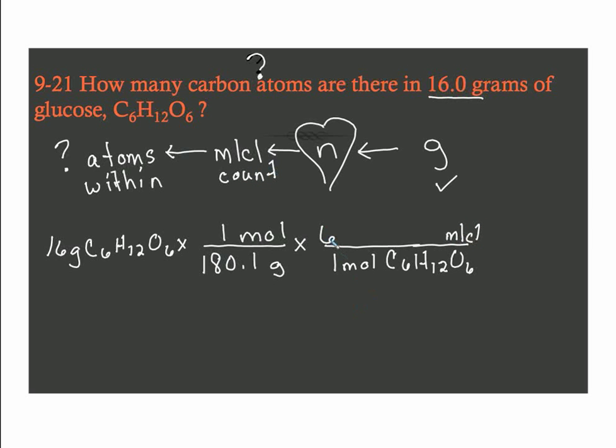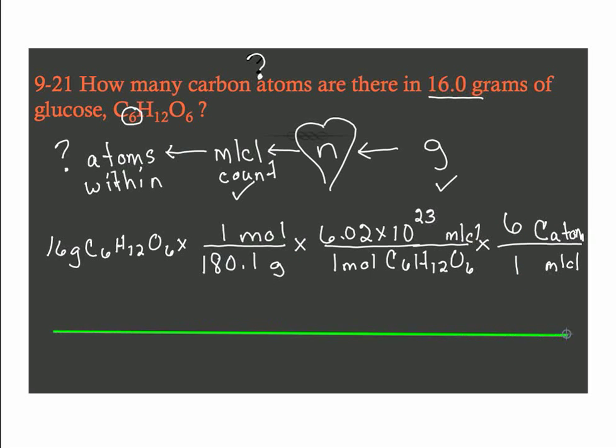So if we're dealing with a count, we can use Avogadro's number, 6.02 times 10 to the 23rd molecules. Now, one more step. I'm right here on my map. I want to get rid of molecules, and I want to go to carbon atoms. When we're talking about atoms within, we look at our subscripts. There's 6 carbon atoms per 1 molecule.